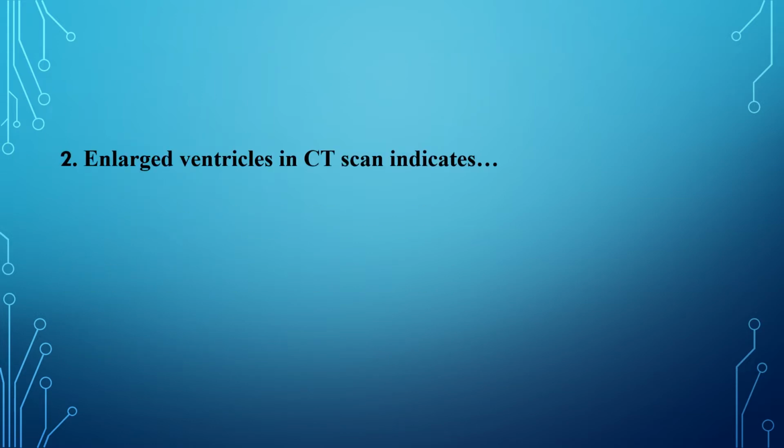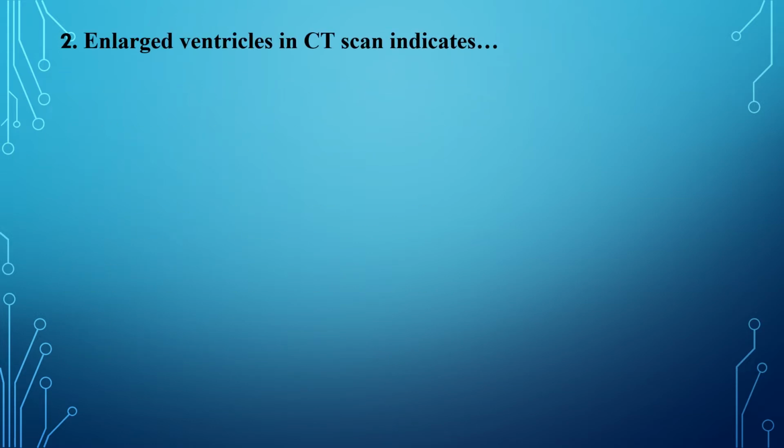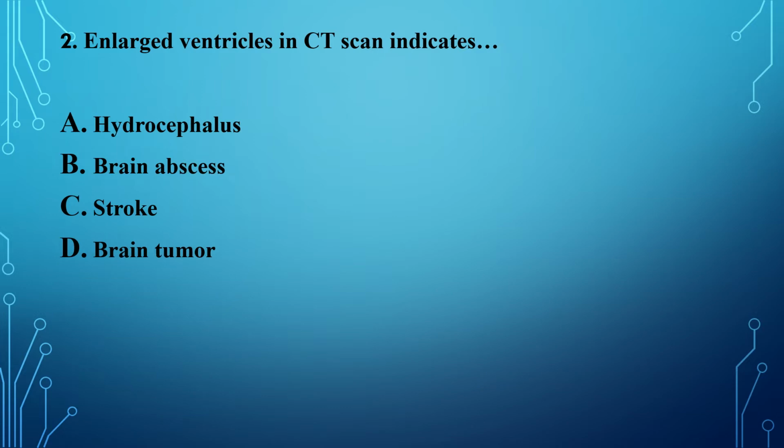The second question is: enlarged ventricles in CT scan indicates. There are four options: hydrocephalus, brain abscess, stroke and brain tumor. The answer is hydrocephalus. So hydrocephalus means what? An abnormal condition in which there is a buildup of fluid in the ventricle. So in the brain ventricle, fluids are abnormally collected or built up.